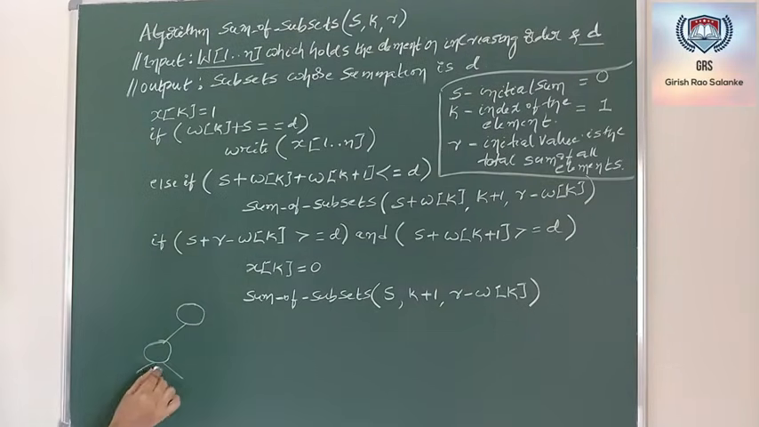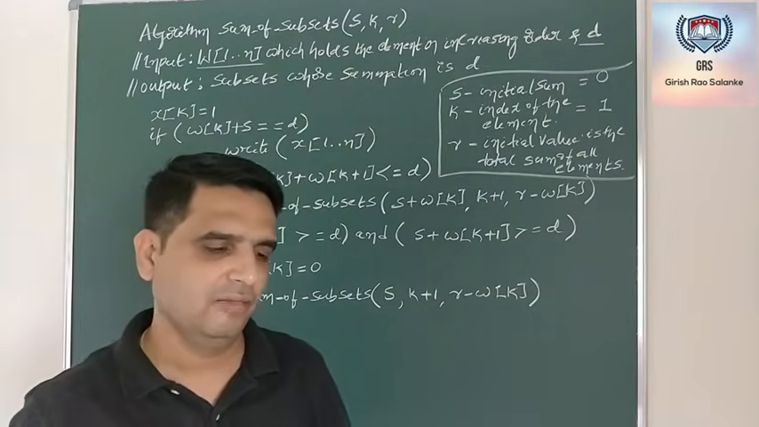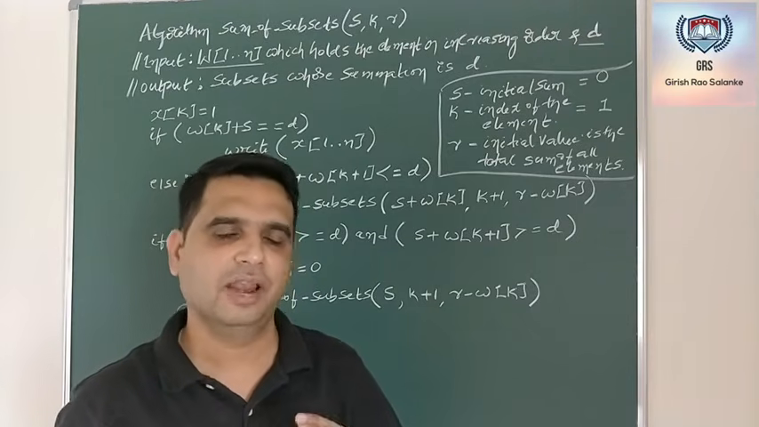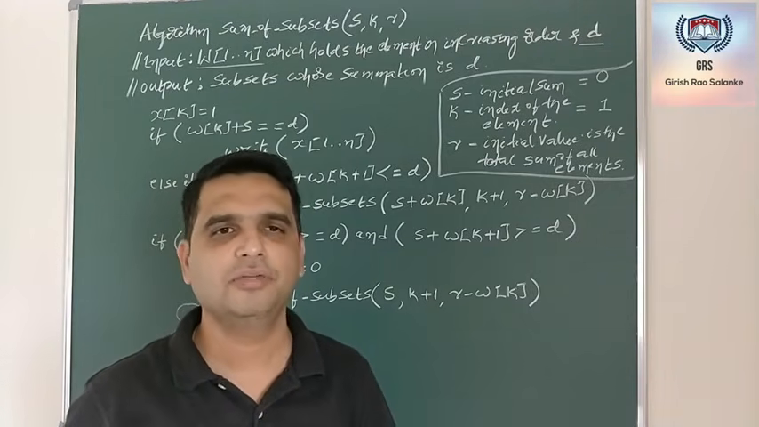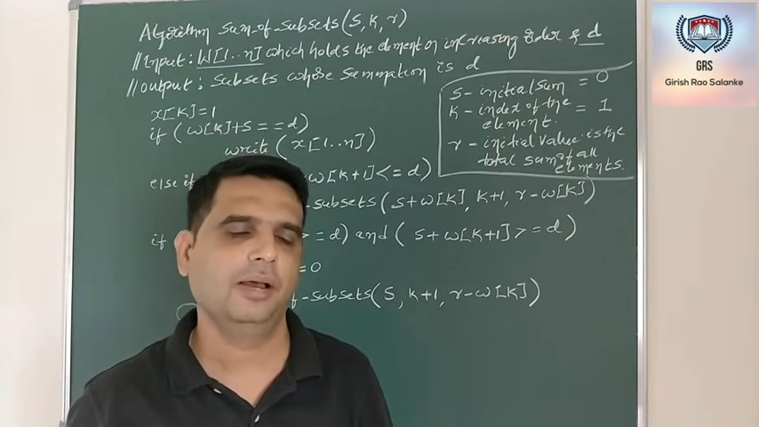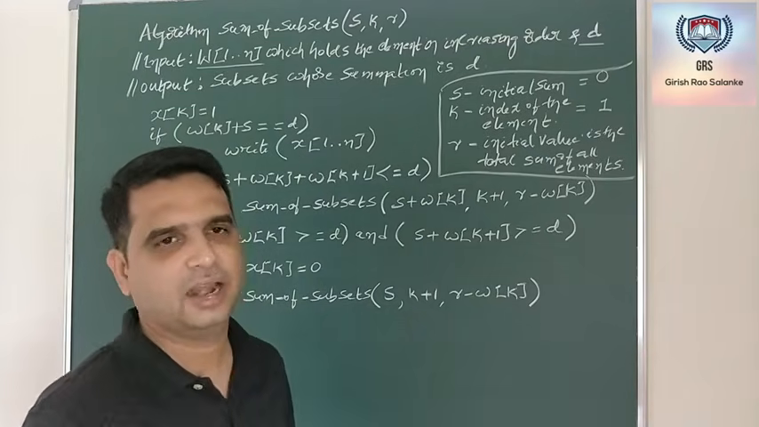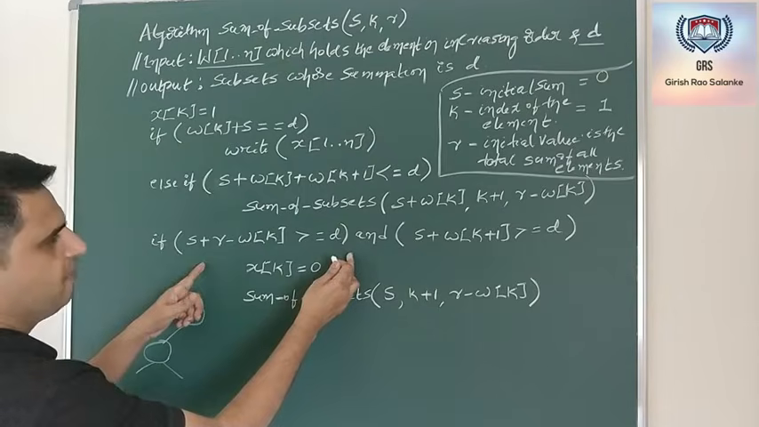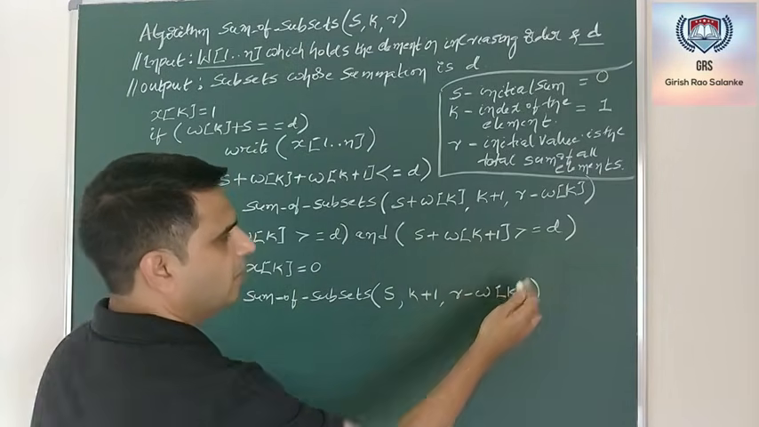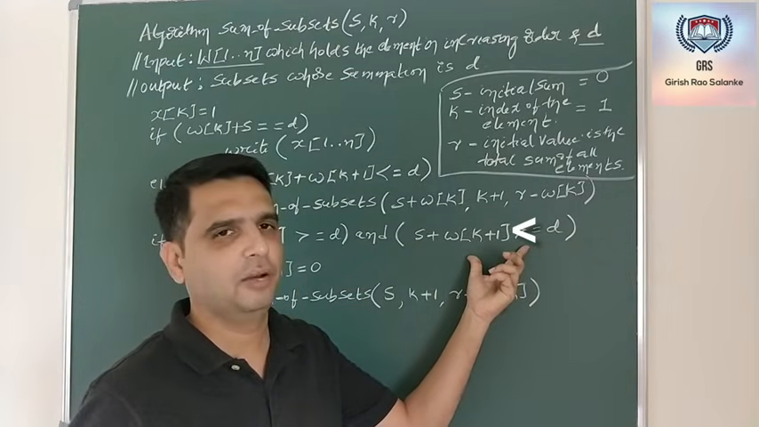Now coming to the right part. In some cases we can't build the tree further. In the sense, whenever I come across a non-promising node, what are we supposed to do? With a non-promising node, in most cases, we stop building the tree and we backtrack and go with the next right branch. So it is here. Now if you see, S plus W of K plus 1 is greater than D. This was the first bounding function wherein we come across a non-promising node.